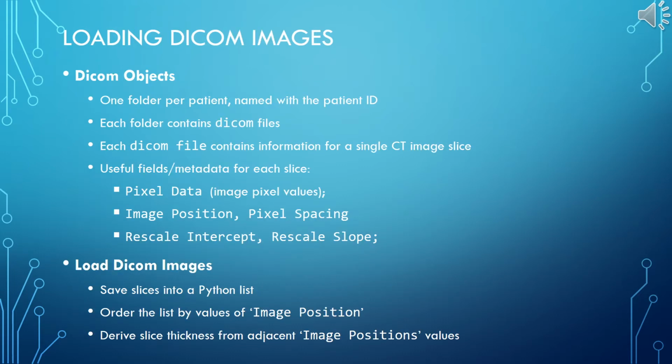Each patient has a folder named with the patient ID, which contains many DICOM files. Each DICOM file contains information for a single CT image slice. It has some useful information about the CT image. So we pre-process all the DICOM files in each folder and save these slices into a Python list. The list is ordered by the values of image position.